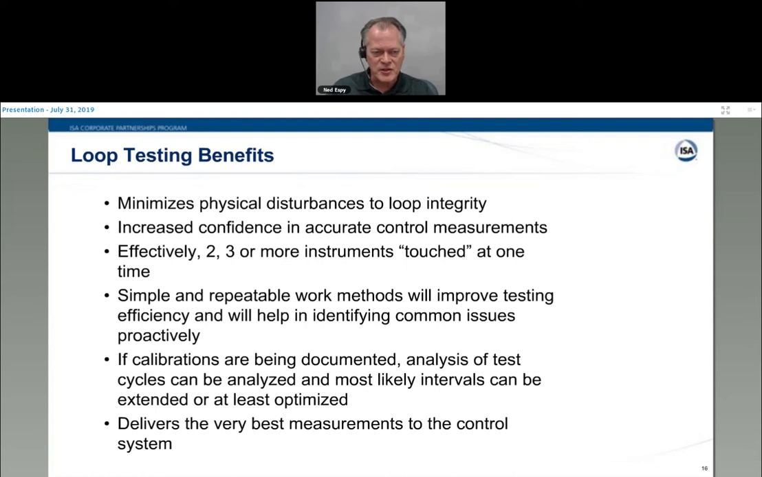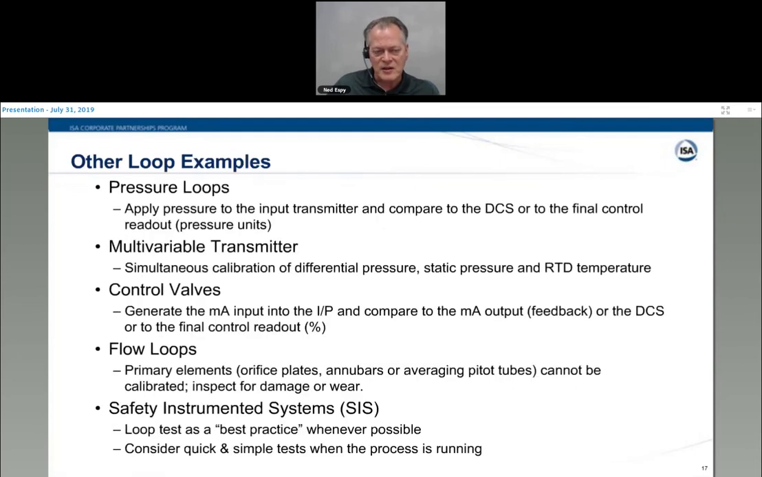And if you're documenting your calibrations, you can start looking at your cycles and whether things are in control. You can maybe back off on the calibration cycle for some things, and for those things that are causing you problems, you can maybe increase the cycle on a few things that are causing you real bad headaches. So the whole thing is to help you become proactive by doing these tests, get ahead of the curve and catch things before they become a problem. So these are maybe reasons why you should consider performing a loop test.